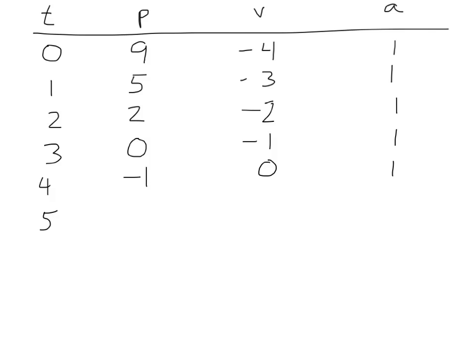At time 5, my position will actually be -1 again, because at this point my velocity is 0. My position is not changing. My velocity, however, will have changed. This will now be up to 1. Acceleration will still be 1.